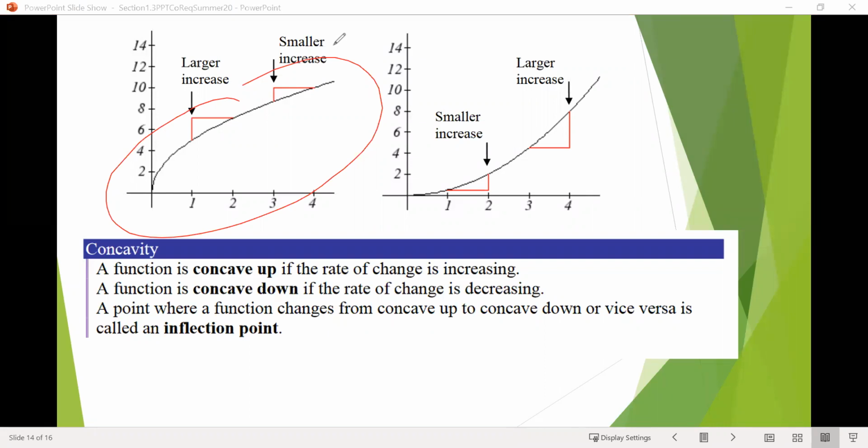And just like with local extrema, where they were points where the function changed from increasing to decreasing, we can also have points where the function changes from concave up to concave down or vice versa. We call that an inflection point. And one thing about identifying an inflection point is it's usually halfway between a local min and a local max.